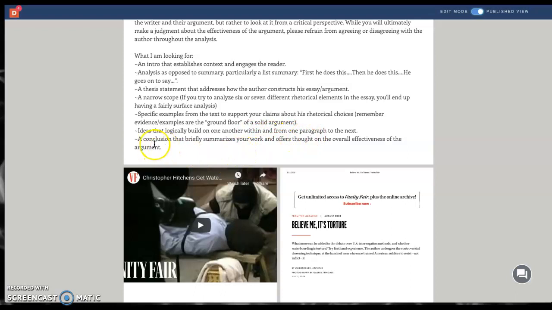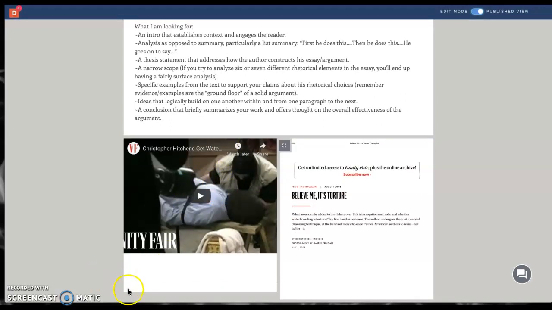And then finally, it does have a conclusion that briefly summarizes what you did and offers your assessment, is effective, is not effective as well. Again, I suspect both the introduction and the conclusion for this essay are not going to be particularly long.